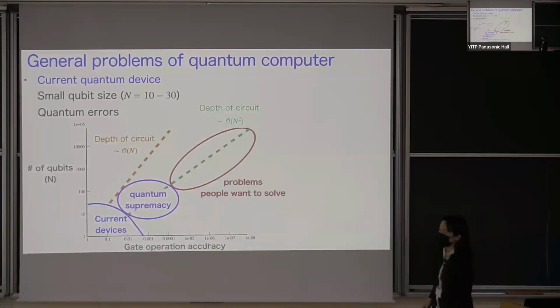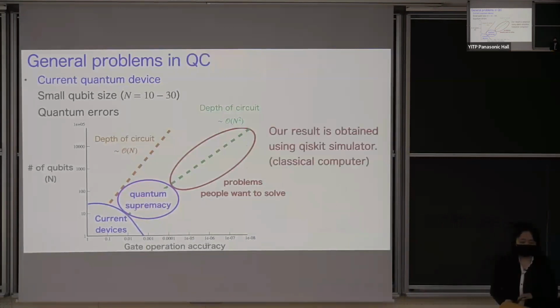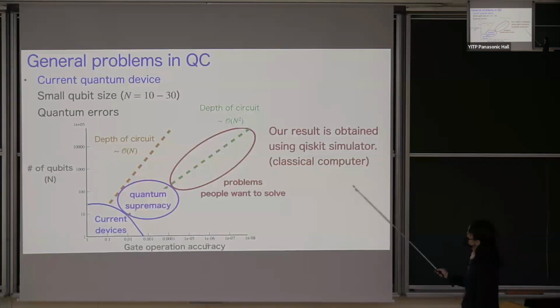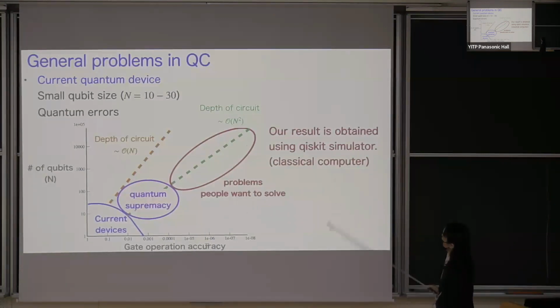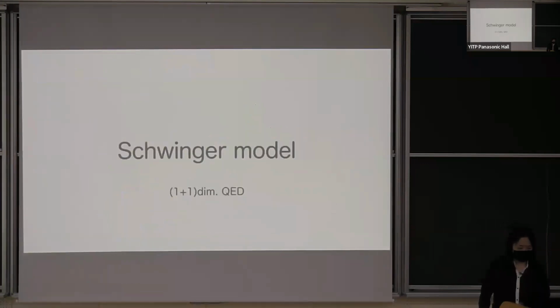So we are waiting for the development of real quantum devices. Our result is obtained by using the Qiskit simulator. This is essentially using a classical computer, but we use the quantum algorithm as a feasibility test of our strategy. So that is an overview of our work.